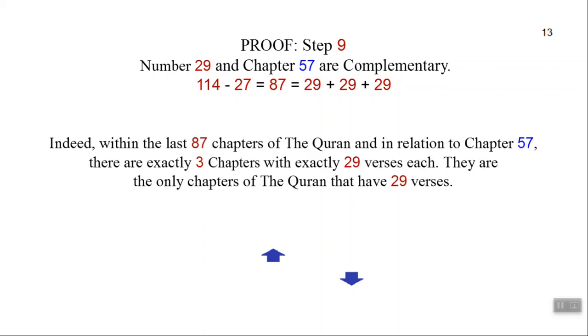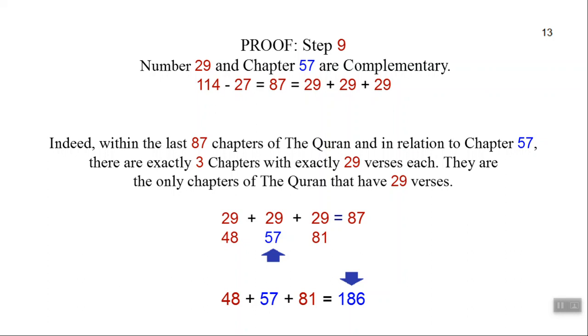Indeed, within the last 87 chapters of the Quran and in relation to chapter 57, there are exactly 3 chapters with exactly 29 verses each. They are the only chapters of the Quran that have exactly 29 verses. These 3 chapters that are around the midpoint of the Quran, chapter 57, are chapters 48, 57, and 81. And the sum of these 3 chapters is 186, a very significant number.